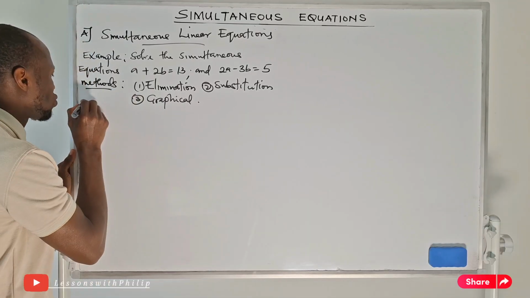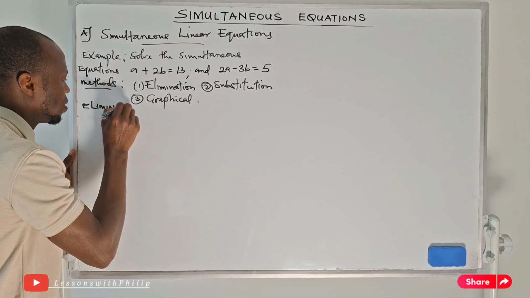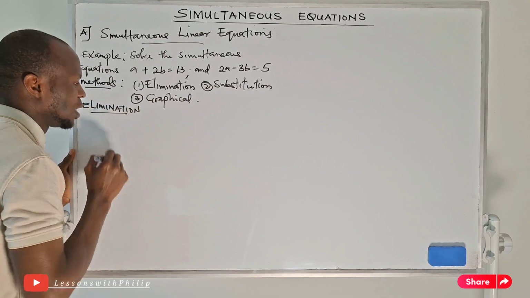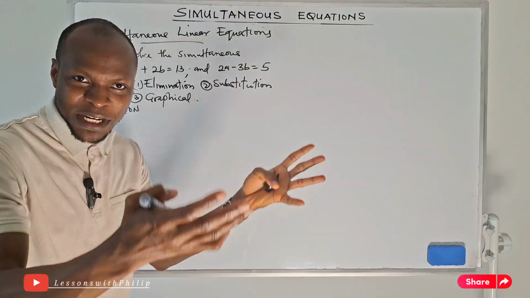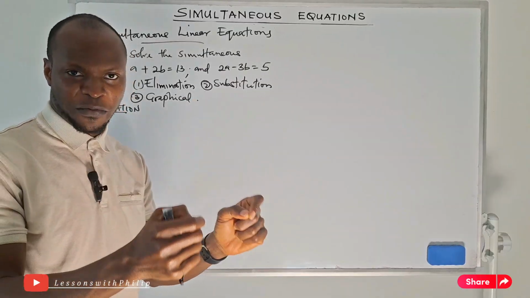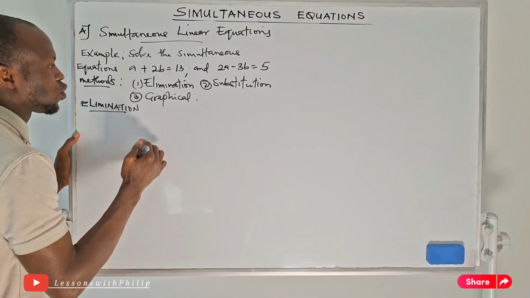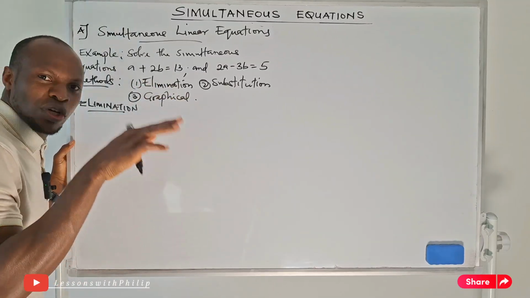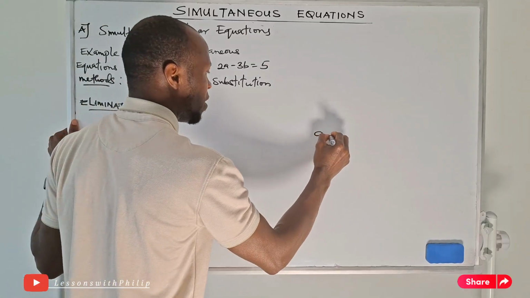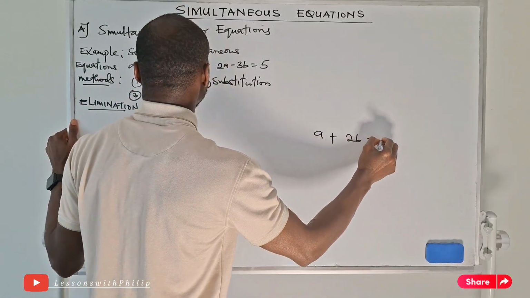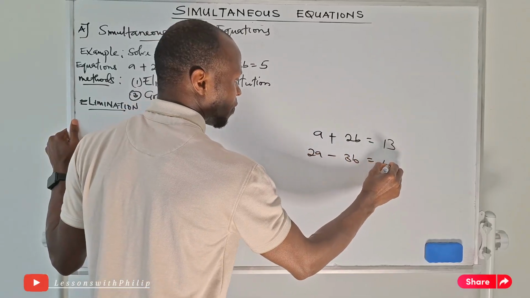Now, I want to start with elimination method. For you to use elimination method, what's the meaning of elimination? To eliminate. So you want to eliminate one of the variables from the two equations. The first thing you need to do is check your two equations. Do they have the same variables? The first one is A plus 2B equals 13. And the second one is 2A minus 3B equals 5.